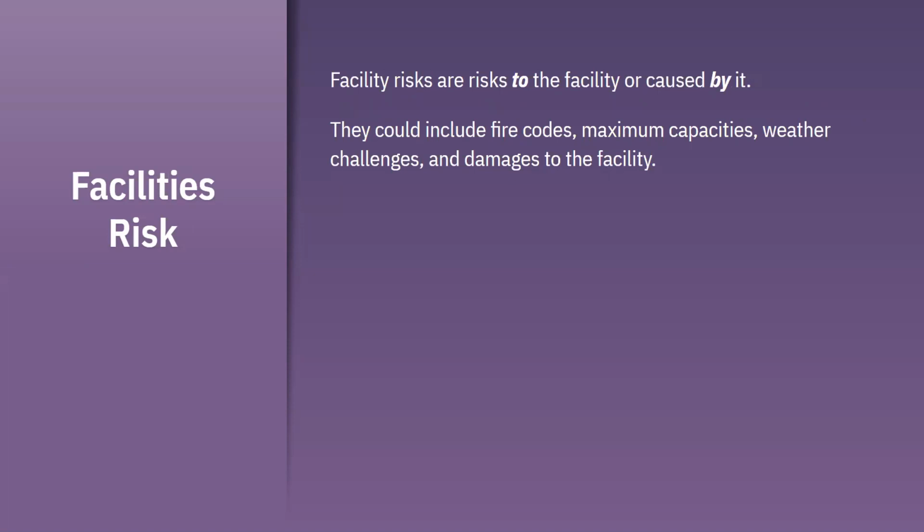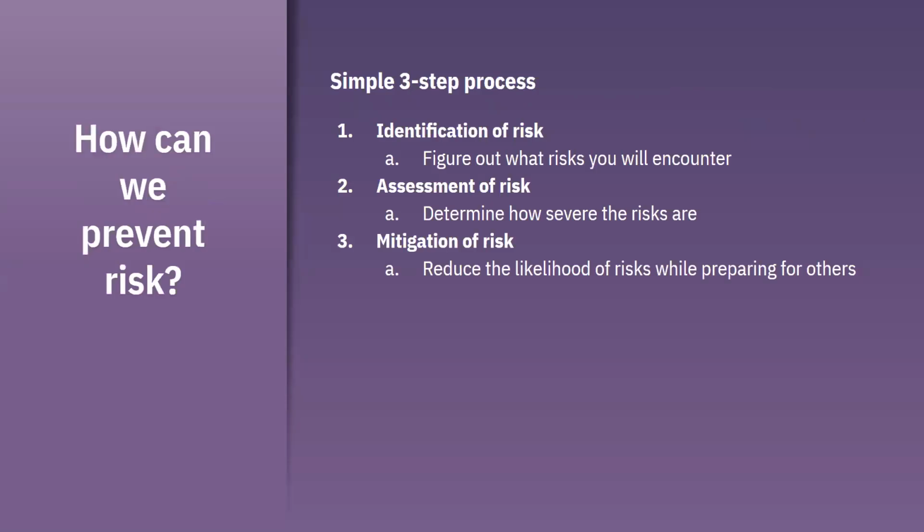Facilities risks are risks either to the facility or caused by it. This could include fire codes, maximum capacities, weather challenges, and damages to the facility. How can we prevent risk? By using a simple 3-step process to identify, assess, and mitigate risk.